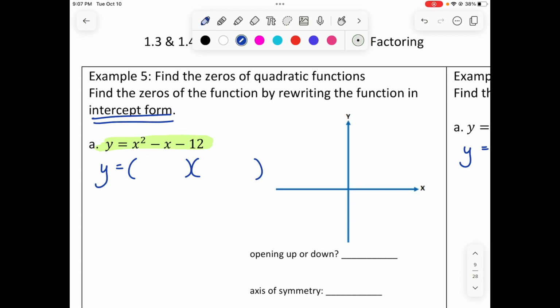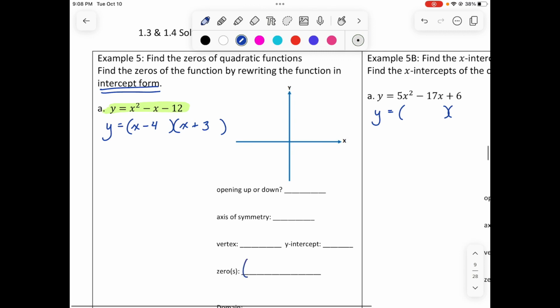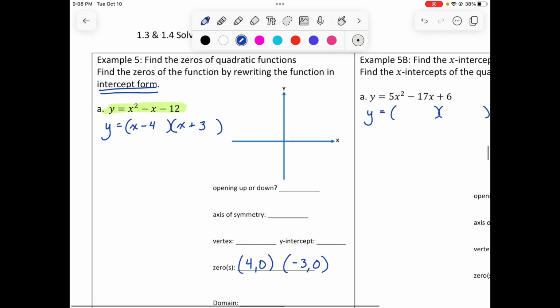Thank you. So now that you've factored, you should have gotten x minus 4 and x plus 3, which means now we're in intercept form, and you can very easily tell me that the zeros are going to be positive 4 and negative 3. Once you have your zeros, then it shouldn't be too hard for you to find the axis of symmetry, right? Because the axis of symmetry is the average of the zeros. So go ahead, pause, find the average of the zeros, and then come back to check your work.